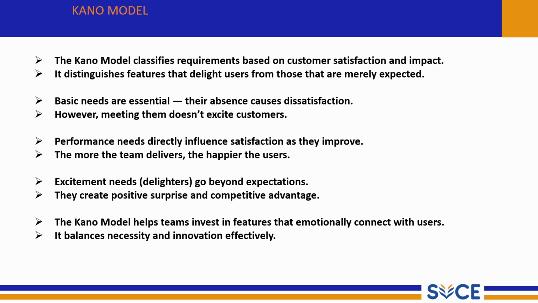The performance needs directly influence satisfaction as they improve. Performance needs are features that improve user satisfaction based on quality or performance. The better these features are implemented, the more satisfied the user becomes. For example, the faster loading speed of a website. The more the team delivers, the happier the users. When performance features are enhanced, like better speed, accuracy, or efficiency, user satisfaction increases.